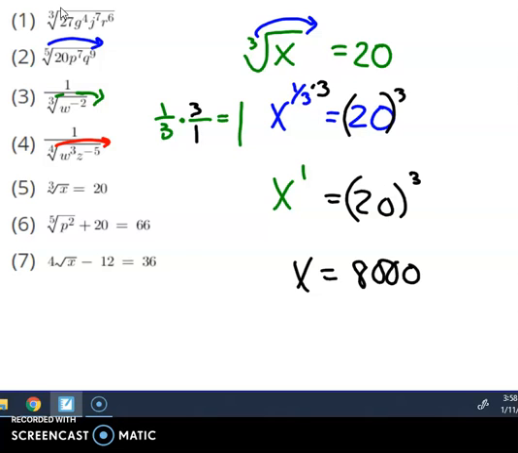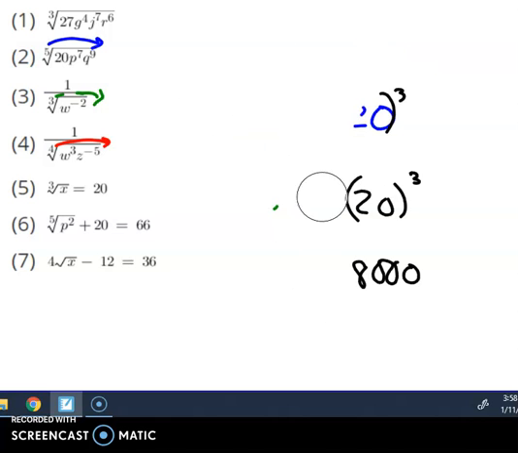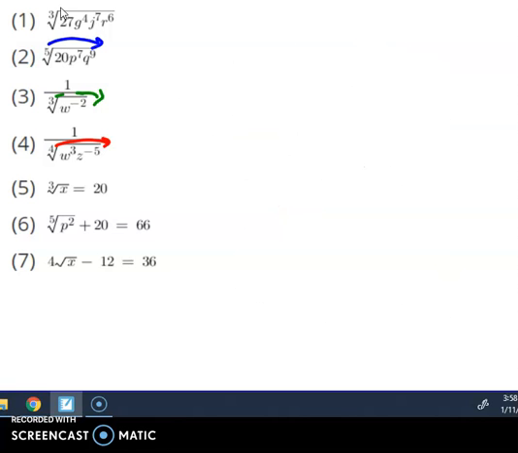So in problem 6, same steps. We want to get that radical by itself. So anything else that's not part of that radical, we want to use our algebra skills to get rid of it. Same thing in number 7. So go ahead and solve the problem and turn the video on when you're ready to continue.